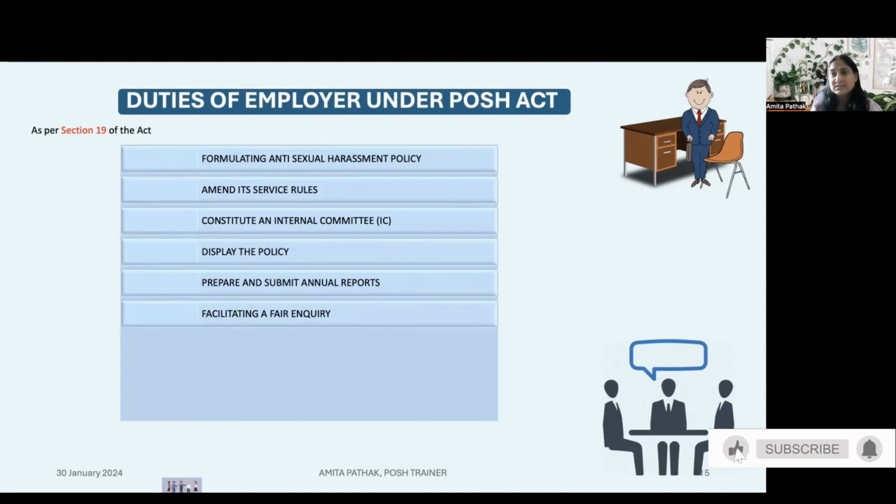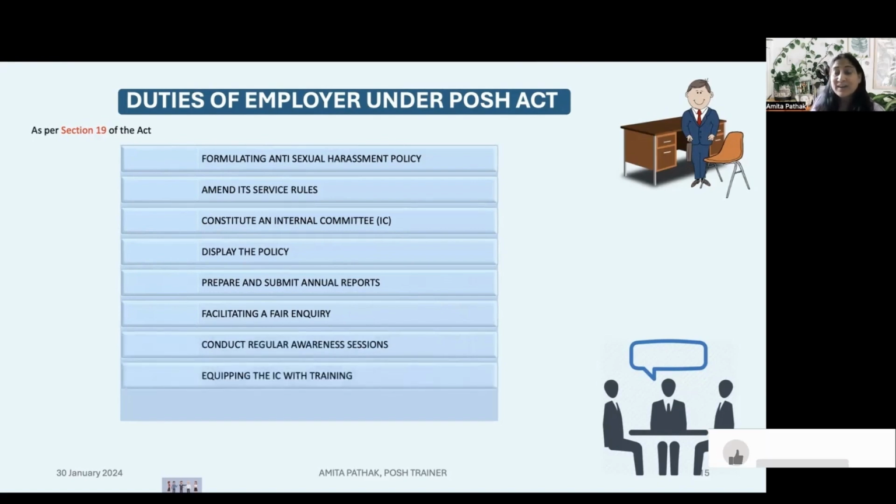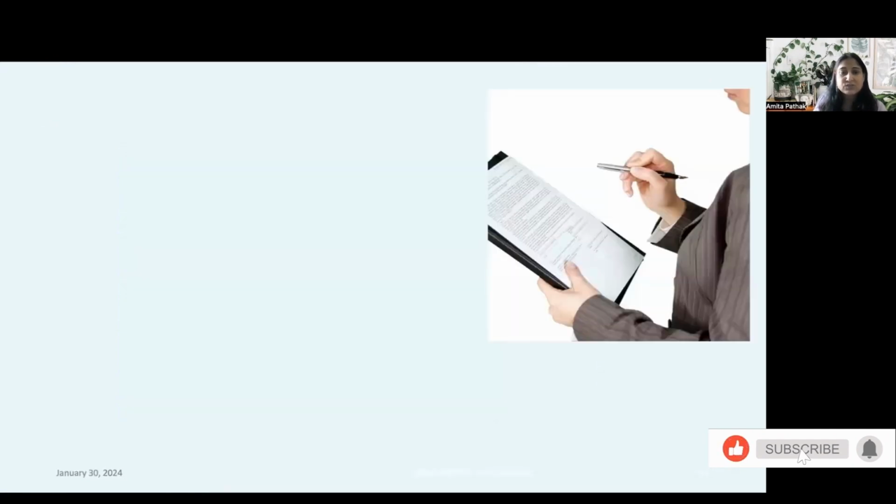It should not be biased. It should not be influenced. It should be fair enough. Conduct regular awareness sessions. Equip the internal committee with training wherever required. Act upon the IC's recommendation, and action is to be taken. So these are the duties of the employer.